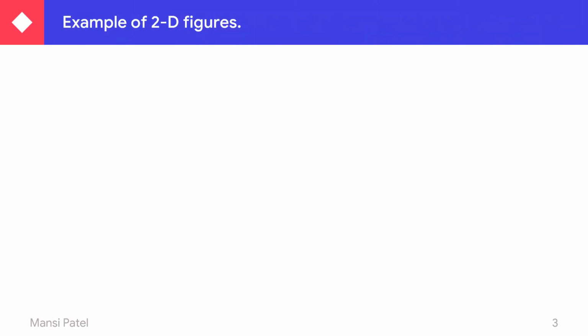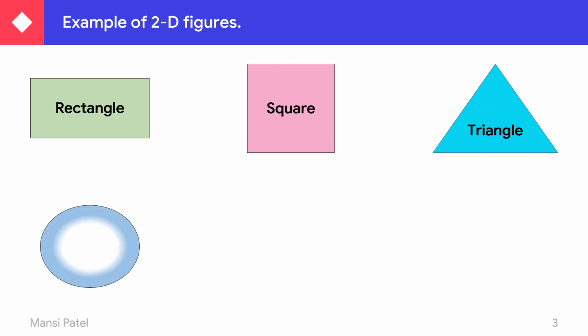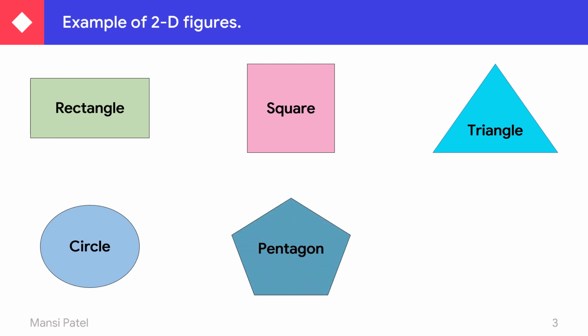Let us see some examples of 2D figures. Rectangle, square, triangle. These all have length and breadth. Then circle, pentagon, hexagon. These all are known as examples of 2D figures. These shapes have only two dimensions, that is length and breadth.